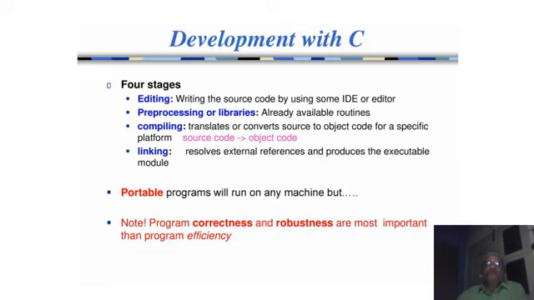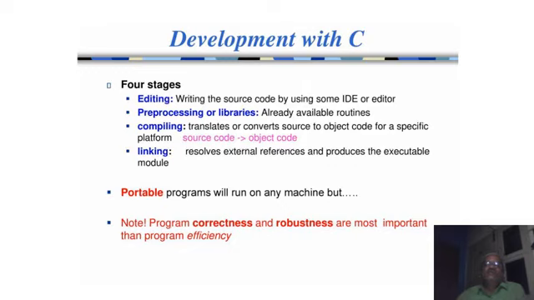The third stage is that we need to compile it, because the machine only works in a low level language, but C is written in a high level language. So we need to translate or convert source code to object code for a specific platform. Simply, we call it source code and object code. That's what provides the portability of a C program. We don't need to go deeply into this. So the third stage is compiling. Later we will discuss the meaning of portability.